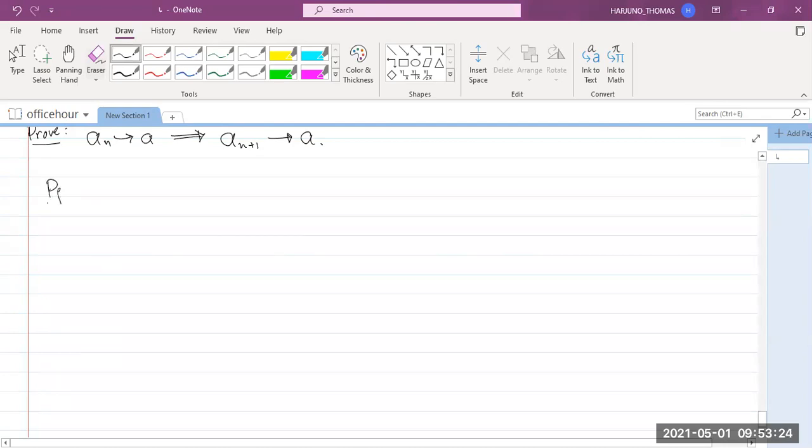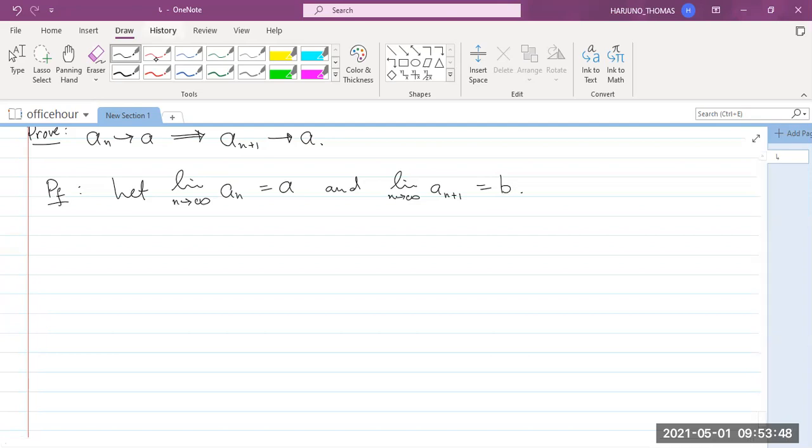Proof. So I will say, let the limit as n goes to infinity of a sub n equal a, and the limit as n goes to infinity of a sub n plus 1 be b. I will show that a equals b. Now, how do I do that?